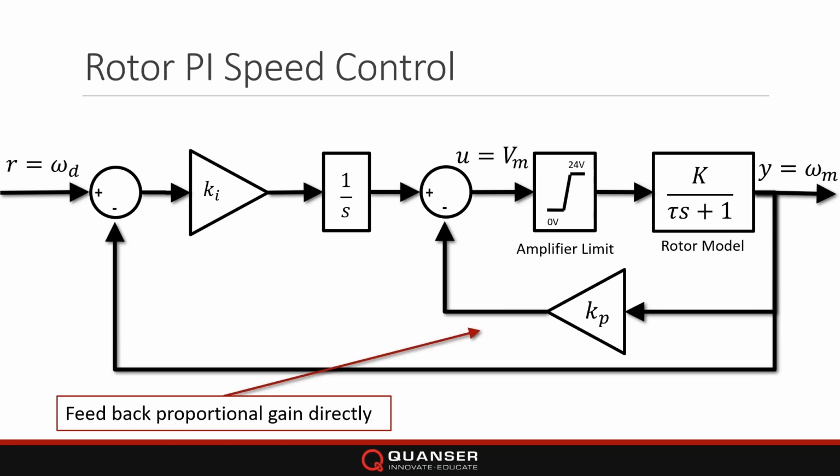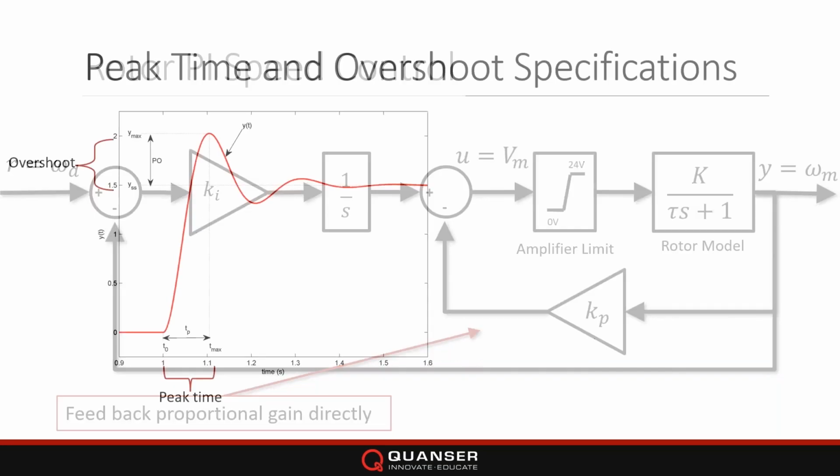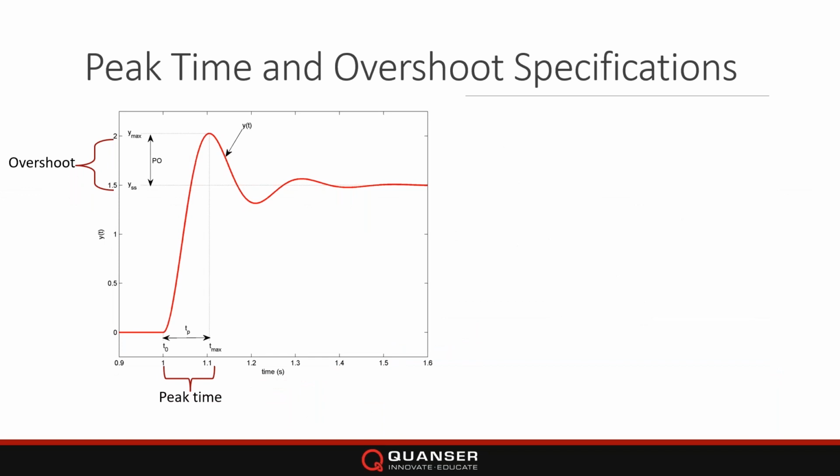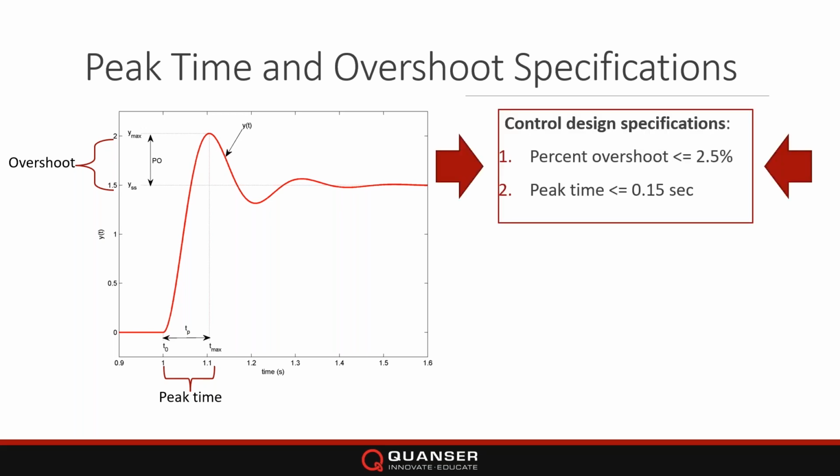Now we're doing that for a reason, because we want the closed loop transfer function of the rotor to match our second order prototype function. And we're doing that because we're going to do the classic second order design. And I'm sure many of you are very familiar with this, you have an overshoot and a peak time spec, right? So we want to have overshoot of less than 2.5% and a peak time of 0.15 seconds. So that's the ideal. Those are the control design specifications.